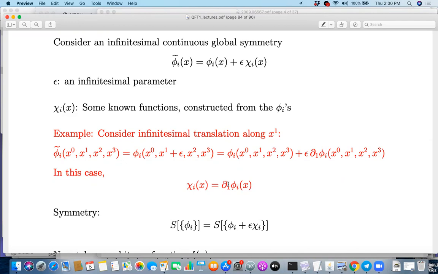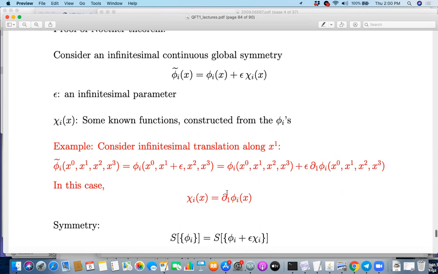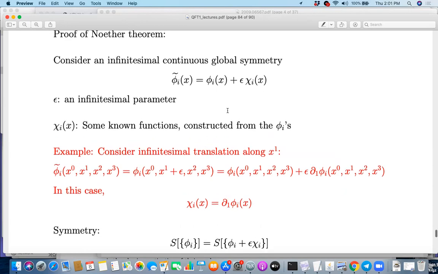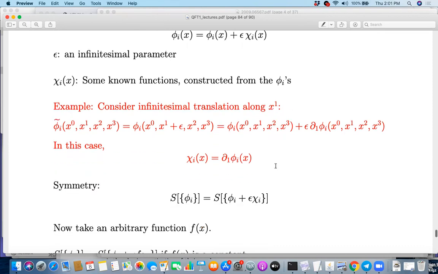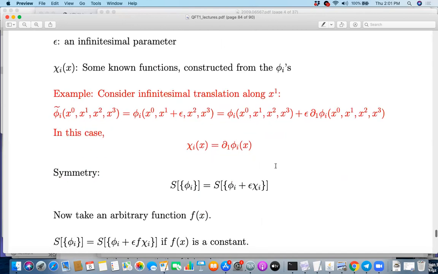So given any continuous global symmetry or infinitesimal version of the continuous global symmetry, we can find chi I by this procedure. We have to look at the transformation law, see what happens when the parameter is small, and the change to first order in that expansion is what we are calling chi I. And then of course symmetry implies that S of phi I is the same as S of phi I plus epsilon chi I. Of course, only up to order epsilon, right? Because yes, go ahead, please.